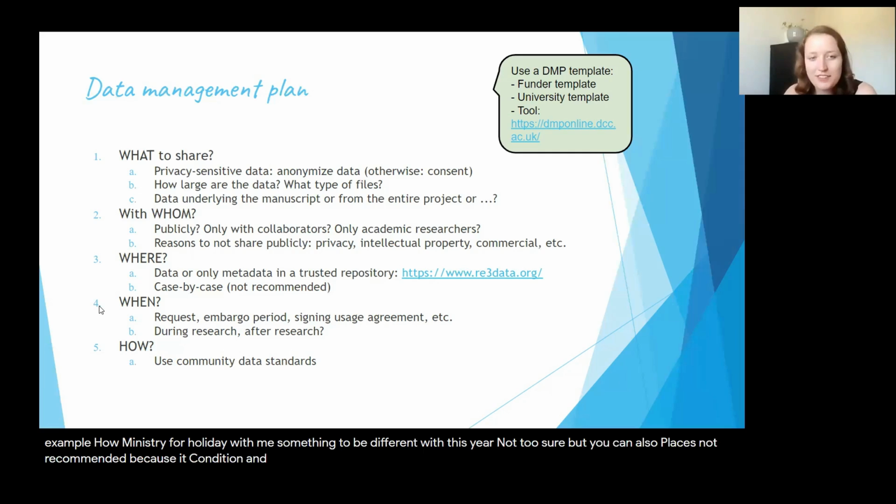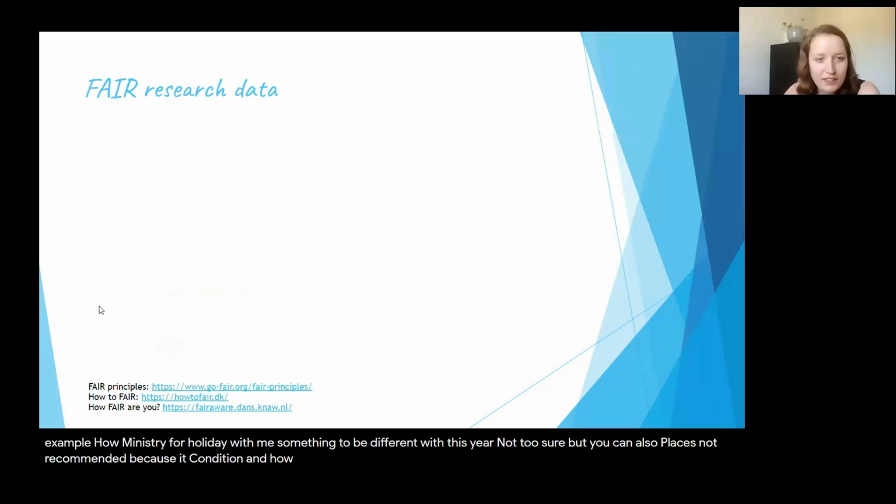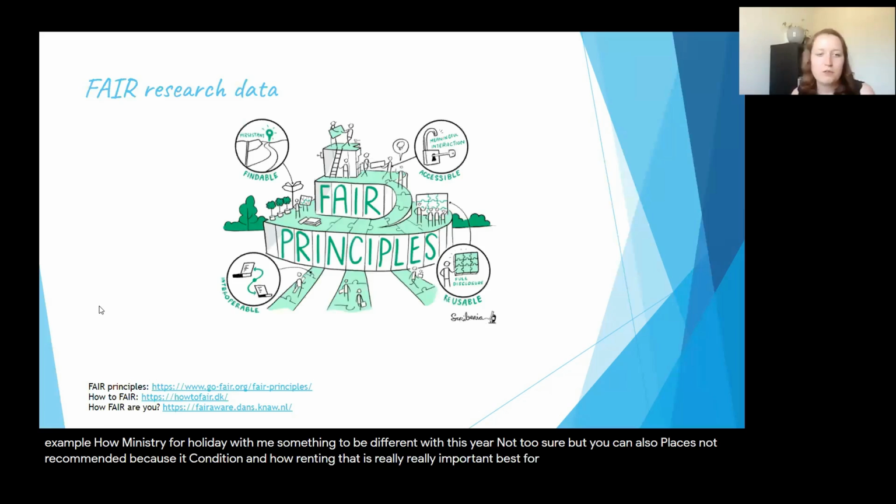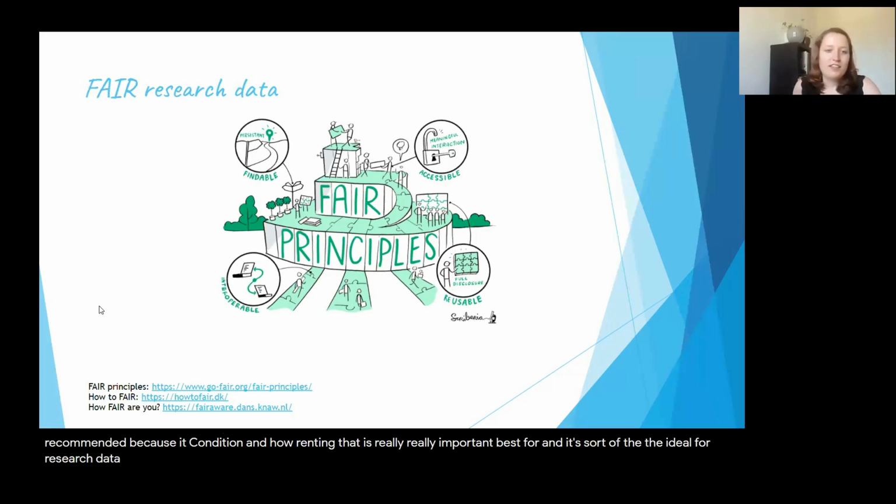And how the community data standards have been addressed. So, for example, using the BIDS standard for your data. One term that is really, really important in data sharing is FAIR. FAIR stands for findable, accessible, interoperable, and reusable. It's sort of the ideal for research data, the end goal if you want to share data.